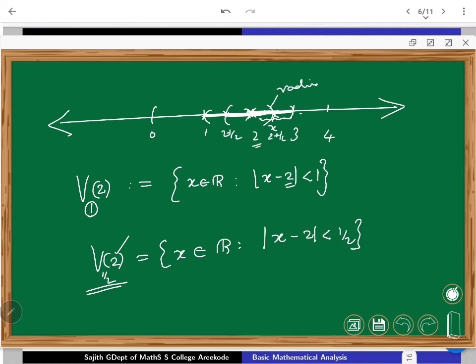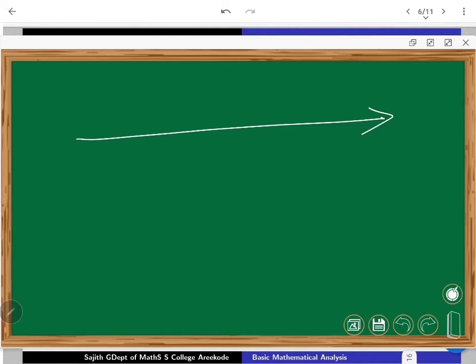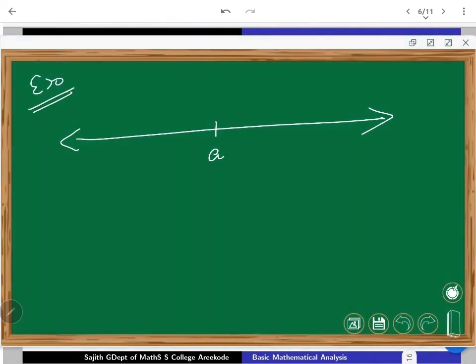So formally, how can you define? In abstract manner, if you are interested, you look at any point A. Fix any point anywhere, and some positive real number epsilon is given. Then one can formally define V epsilon A. We can write V epsilon A, called the neighborhood of A, or epsilon neighborhood of A, which is given by the set of all x in R for which mod x minus A is less than epsilon.